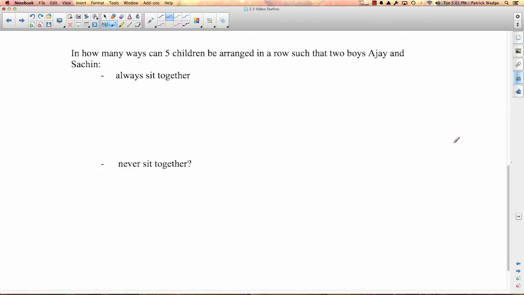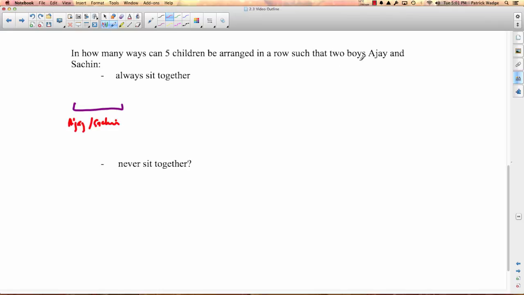Okay, in how many ways can 5 children be arranged in a row such that the 2 boys, AJ and Sachin, who knows, they always sit together? Okay, this is, again, when you have elements that have to be stuck together, you want to think of it temporarily as one element. So let's draw our 2 boys here as one element. This is AJ and Sachin together.